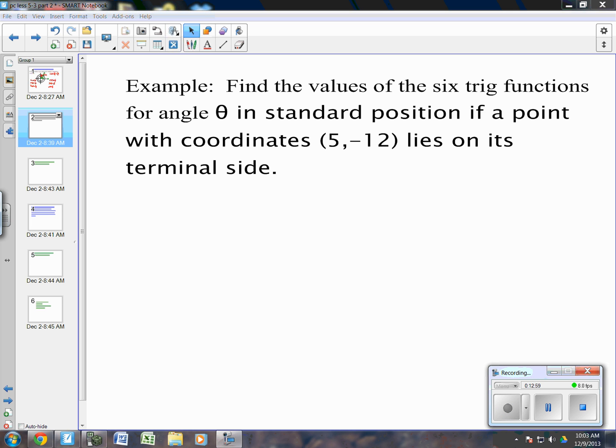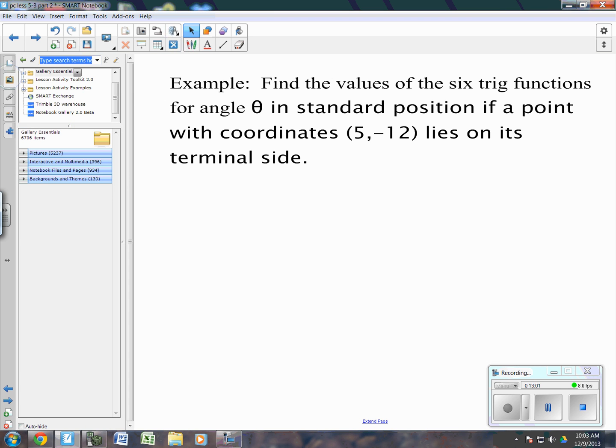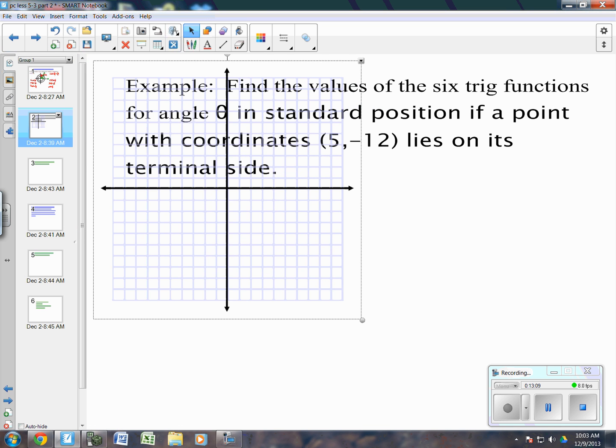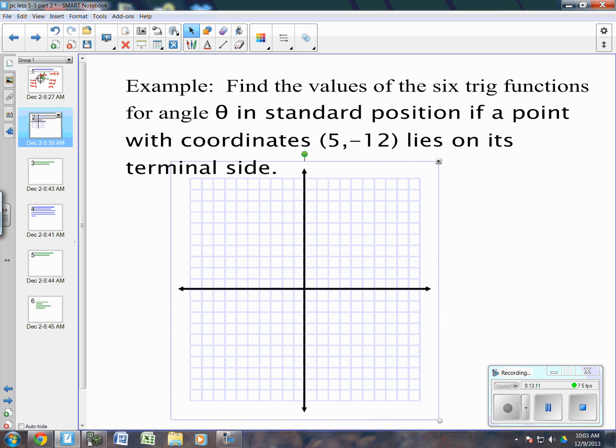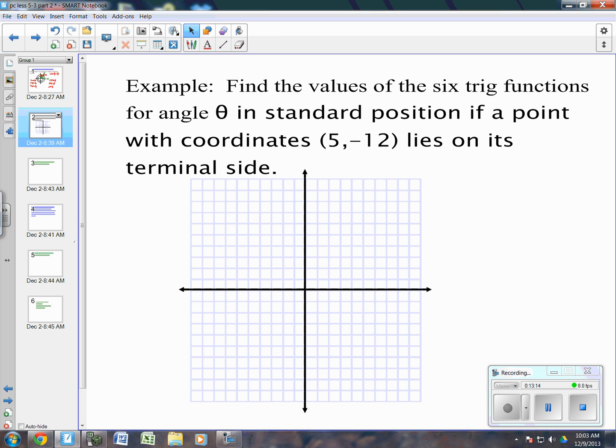All right, you guys did a good job on that. Let me show you guys. Okay, some of you had a hard time visualizing this, so let me just talk about it for a second. If the angle's in standard position, we're going to graph the point from 5, negative 12. So we go over right, 1, 2, 3, 4, 5, and down 1, 2, 3, 4, 5, 6, 7, 8, 9, 10, 11, 12. It's going to be about right here somewhere, right?